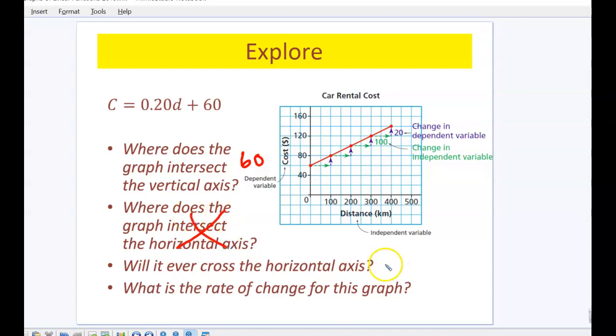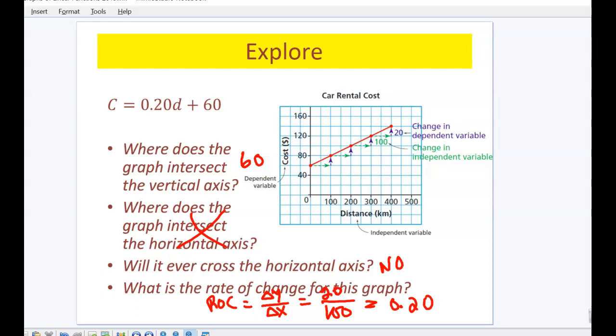Will it ever cross the horizontal? No, not for this particular graph, it won't. And what is the rate of change of this graph? Well, my rate of change, again, remember, is equal to the change in the y divided by the change in the x, which is the change in the dependent variable, which is 20, and the change in the independent is 100. So this would break down to be 0.2.